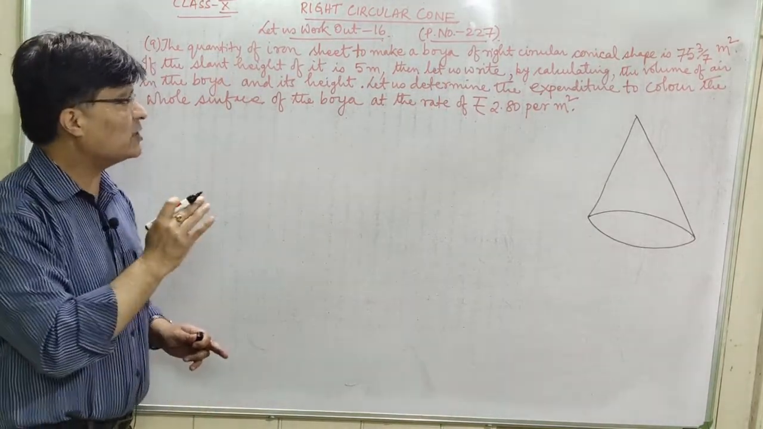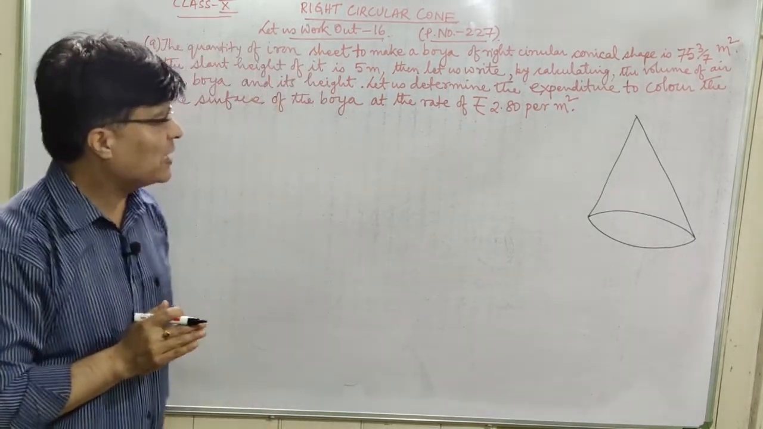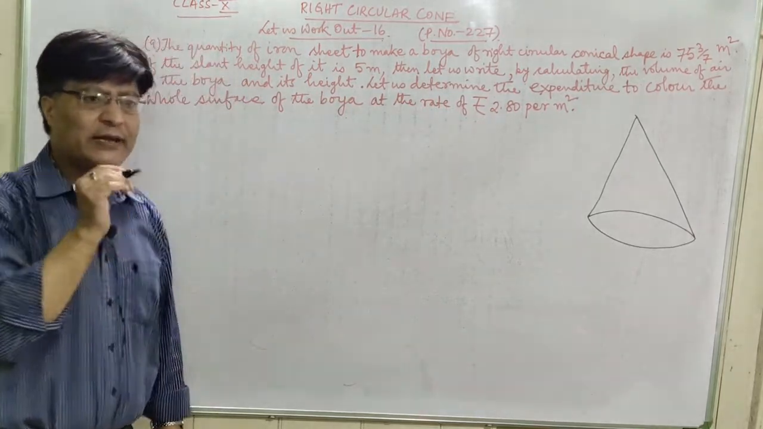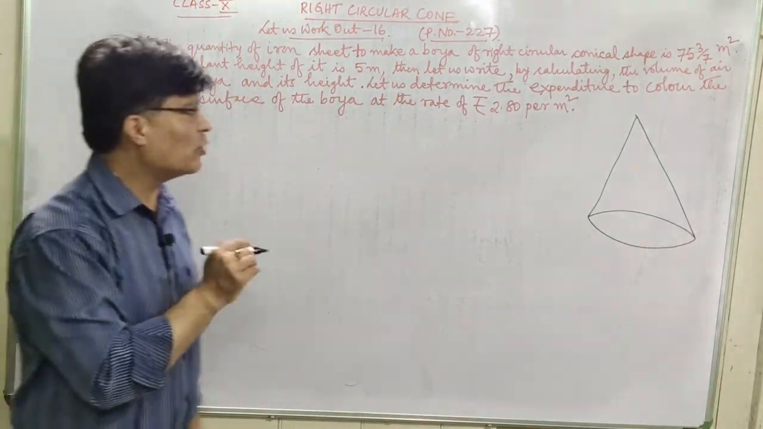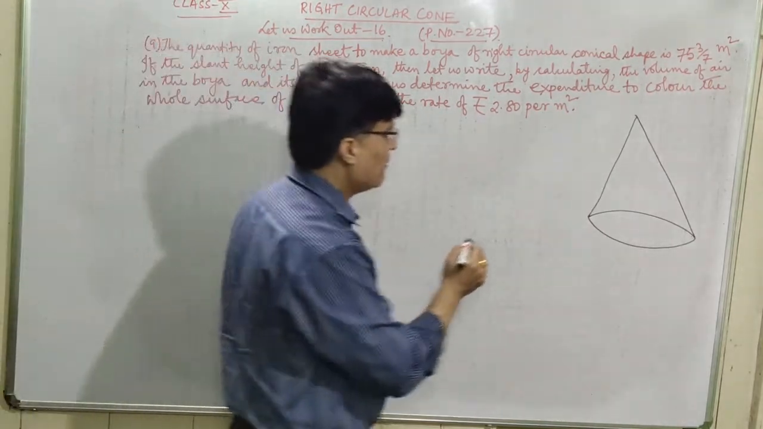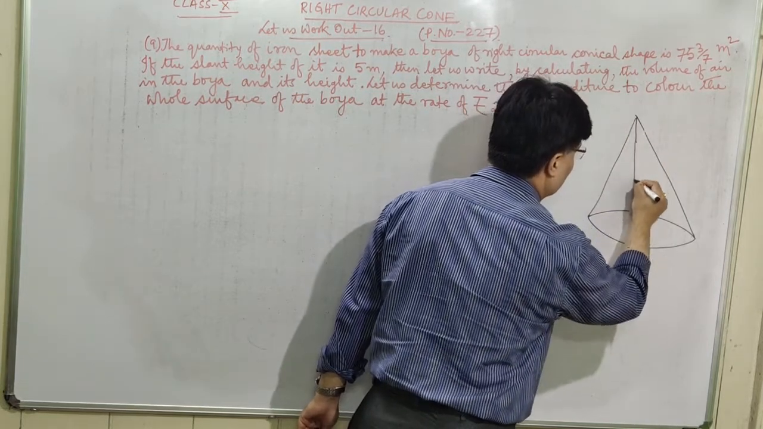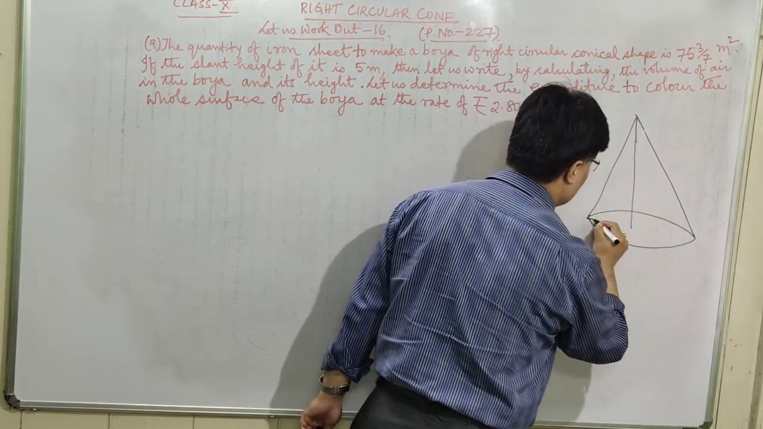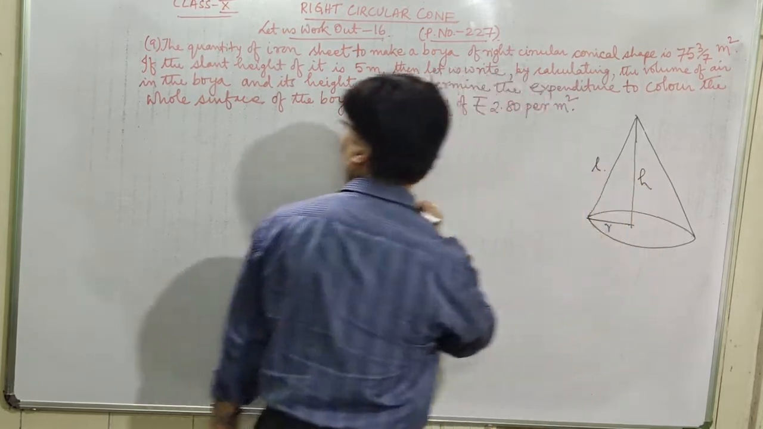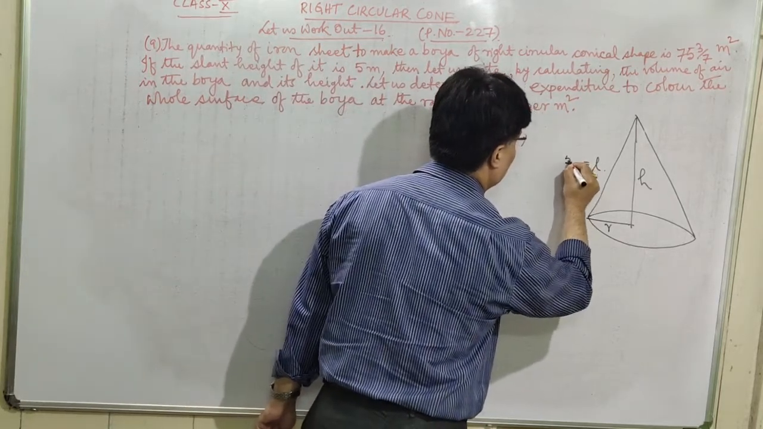And the quantity of iron sheet to make this boya of right circular conical shape is 75 3/7 meter square. That means the whole surface area of this right circular conical shape is 75 3/7 meter square. Okay. So this is the height. This is the radius. This is the height, and this is the slant height. Here the slant height of it is 5 meter. It is given as 5 meter.